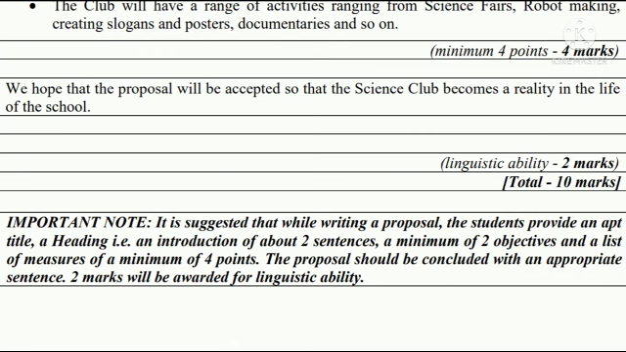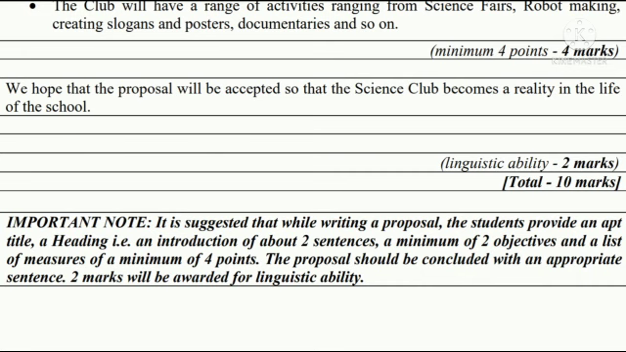List of measures carry 4 marks. How many points should be written? Minimum 6 points should be written. Okay. Then the last one is the concluding statement. We hope that the proposal will be accepted so that the science club becomes a reality in the life of the school. One such concluding statement should be written in the proposal you write. And for linguistic ability, you will be awarded 2 marks. So the proposal carries 10 marks.